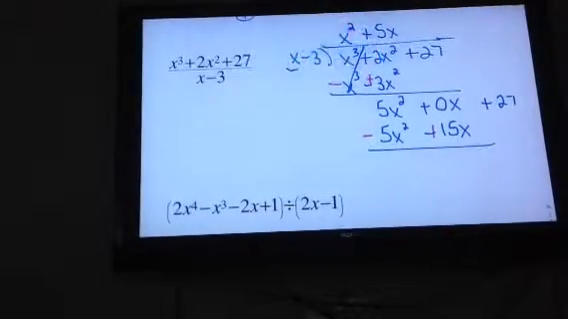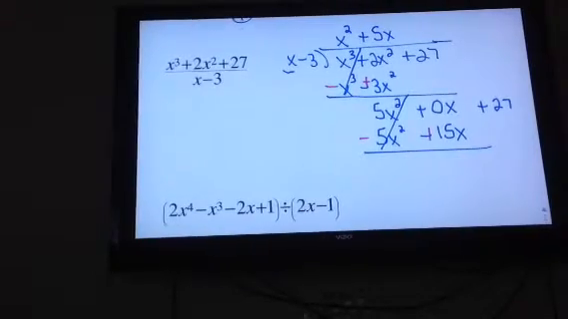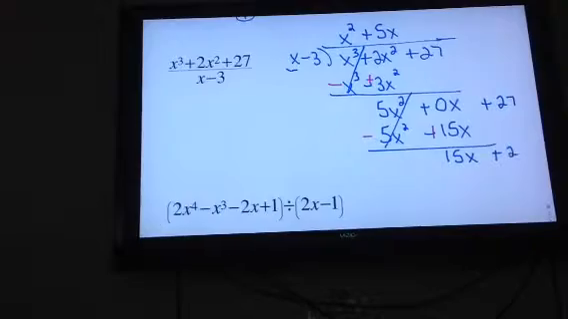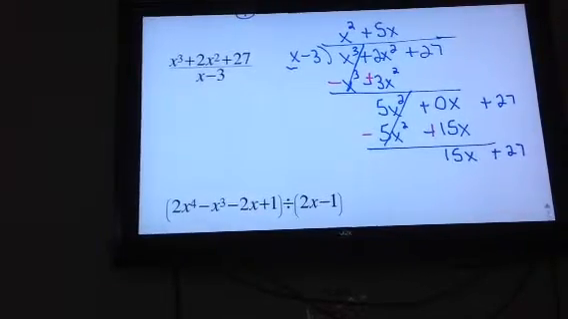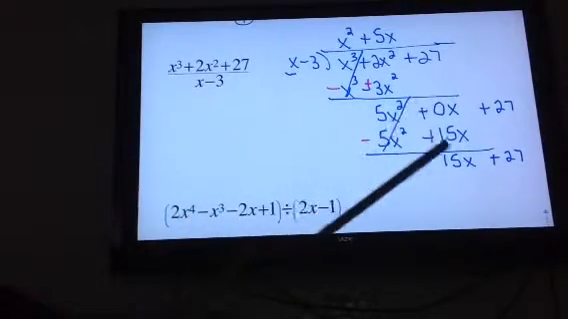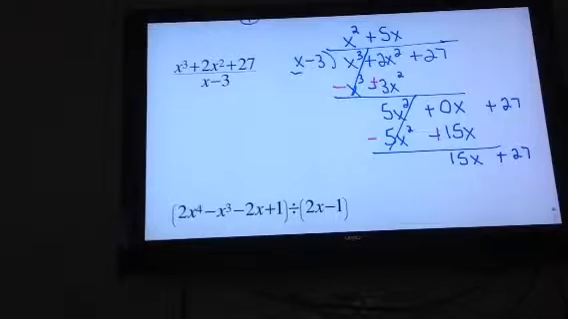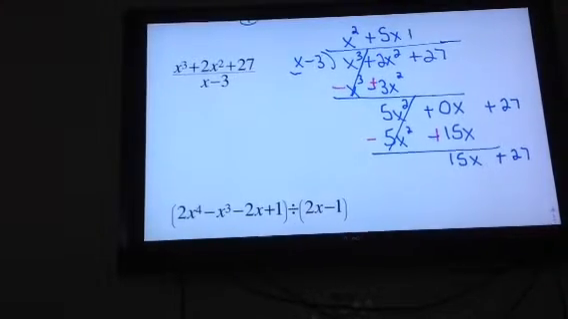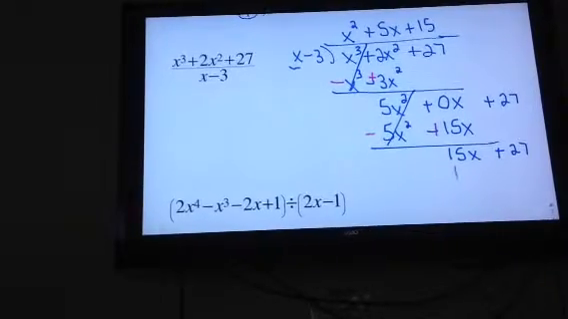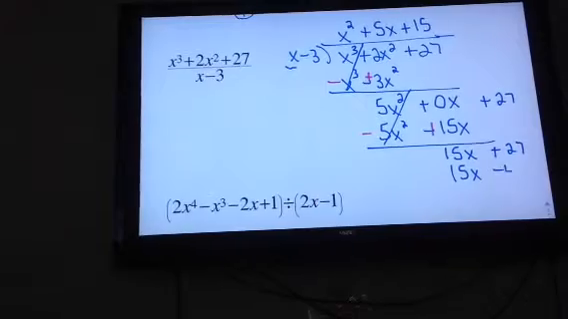The first terms cancel, as they always should. If they don't, you've done something wrong. 0 and 15 is 15x. Bring down my next term. And repeat the process. X into 15x, or what would I multiply x to get 15x, and that's positive 15. So 15 times x is 15x. 15 times minus 3 is minus 45.